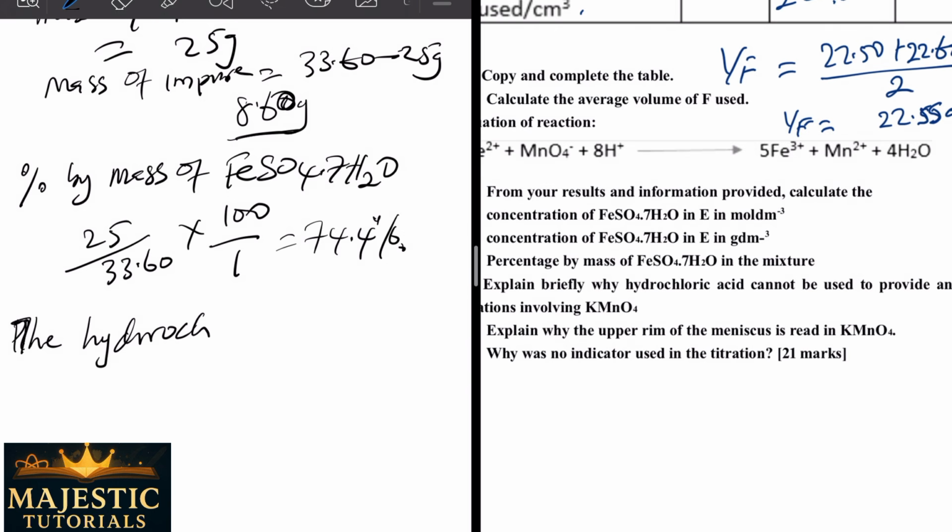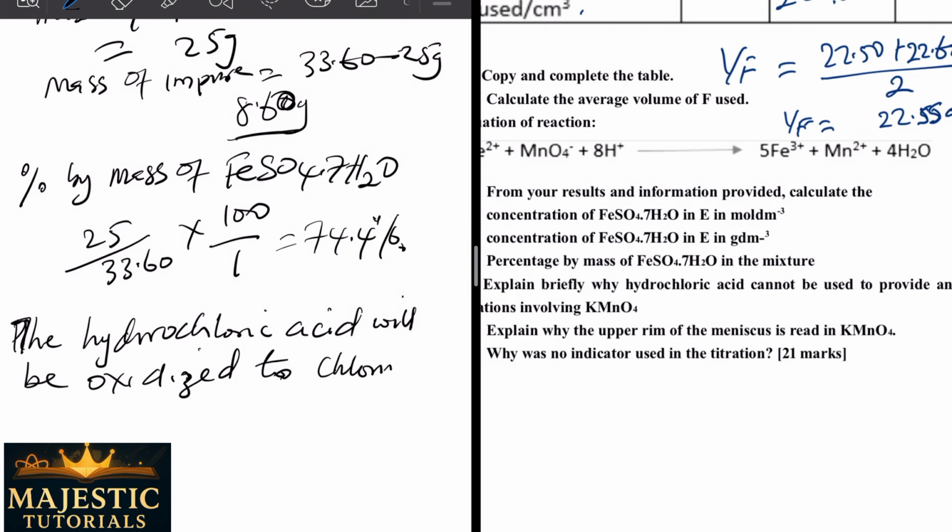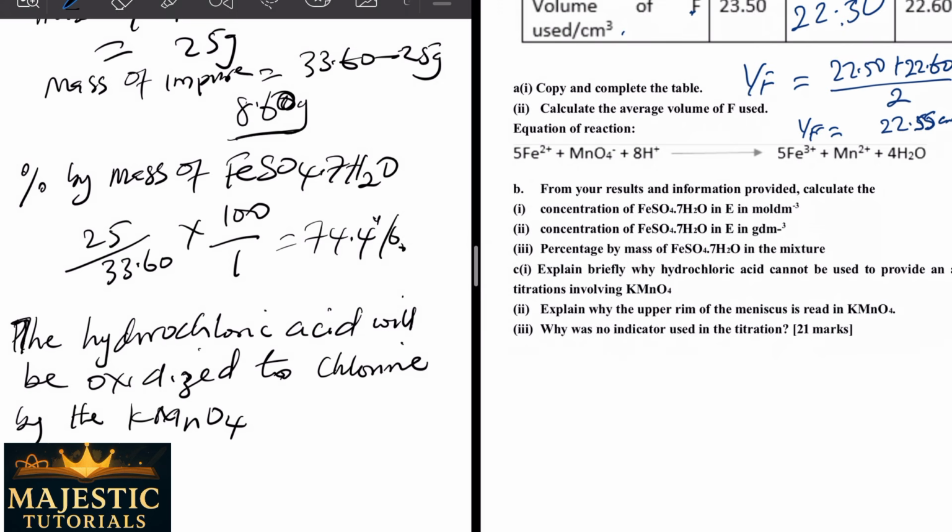The hydrochloric acid will be oxidized to chlorine. There will be liberation of chlorine by the KMnO4. Remember, the acid is needed to provide the acidic medium, that's to protonate the medium, not to react with the other. So HCl is not suitable. The suitable one here is H2SO4.